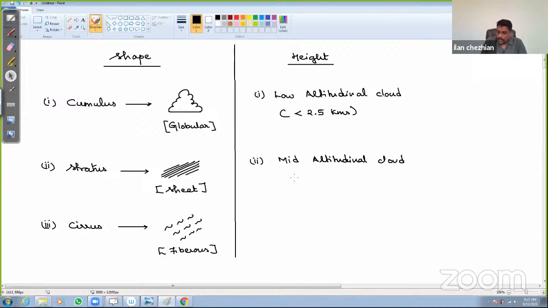All the clouds located between 2.5 to 6 kilometers of height from the surface of the earth. Now you may ask me, say for example, in mountains, what exactly do you call them? Mountain is a different story. Whenever I say this, height is generally with respect to mean sea level. Then I have something called high altitudinal cloud.